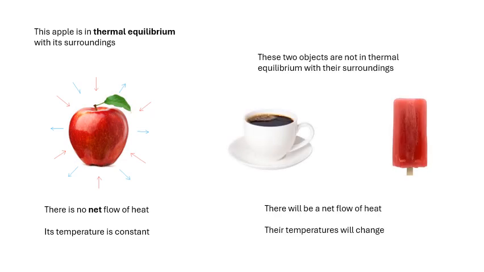These two objects will not be in thermal equilibrium. The hot cup of coffee, it's a higher temperature than its surroundings, so it will lose heat to its surroundings. There will be a net flow of heat. The ice lolly is colder than its surroundings, so there will be a net flow of heat inwards. Yeah, its internal energy will increase. Okay, so thermal equilibrium is when there is no net flow of heat between an object and its surroundings, and its temperature will be constant.